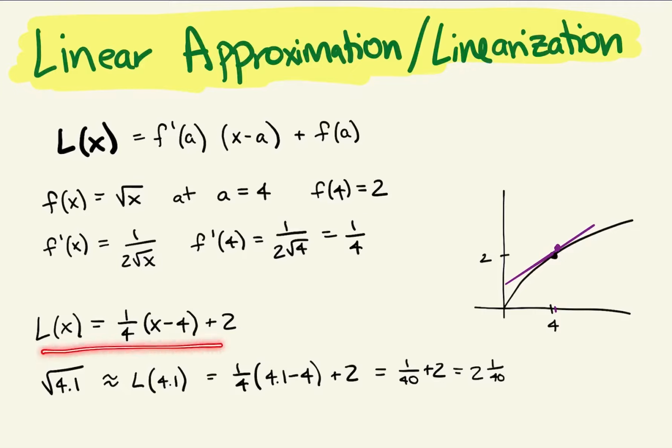So we plug that into our function, and we see that we get this rate of change, 1/4, times the difference between those values, right? We have x minus a here, plus our value f of 4, and we see that the approximation is 2 and 1/40. Which is a pretty good approximation for square root of 4.1. Definitely much better than something I could just guess, pull out of a hat.